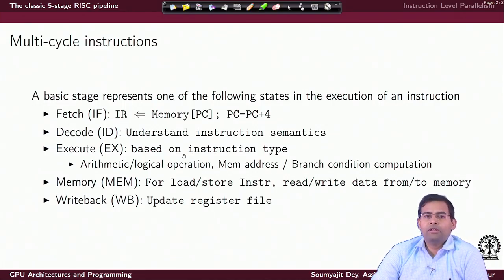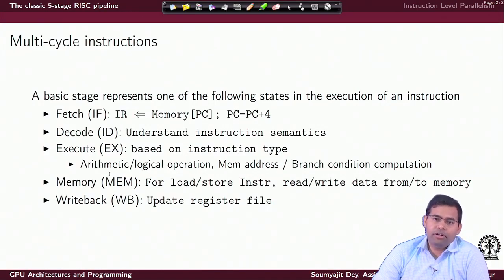Based on this understanding, it should activate suitable functional units in the next stage, the execute stage, and perform the required operation, depending on whether it is an arithmetic or logical operation, the computation of a memory address for a branch, or the computation of a branch condition itself. These are the computational requirements which, if there are any, will be computed in the execute stage.